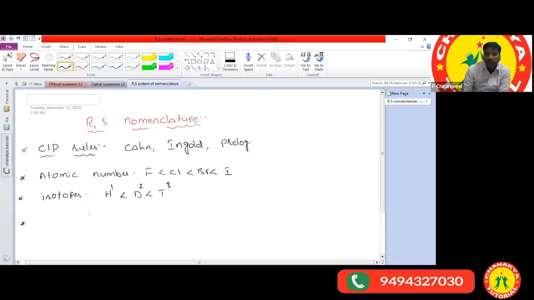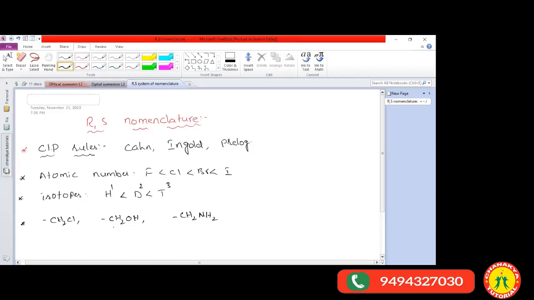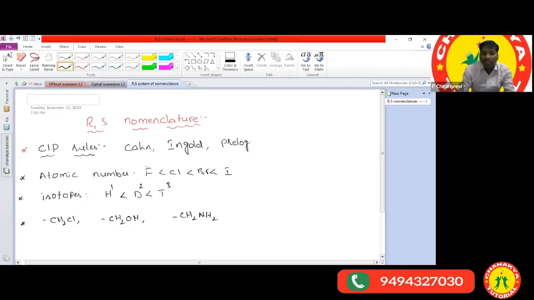After that, for example, if the carbon is attached to CH2Cl, CH2OH and CH2NH2, here I have given three groups of atoms. For which one can we give the first priority? The one with Cl, because we look at atomic number, right? Very good. If you see, the starting element in all the cases is carbon.